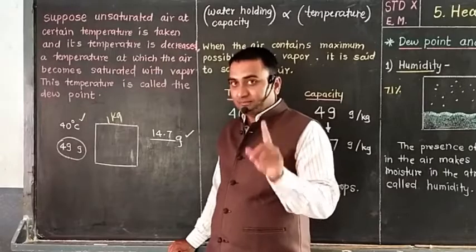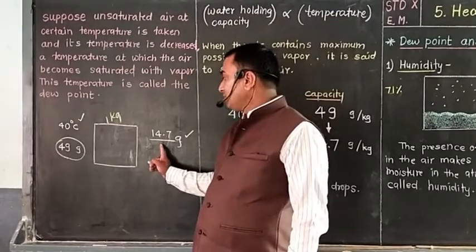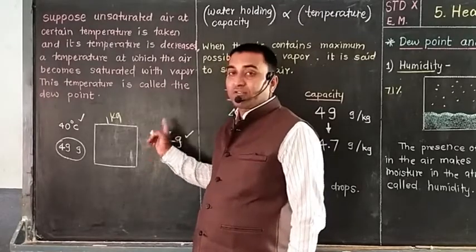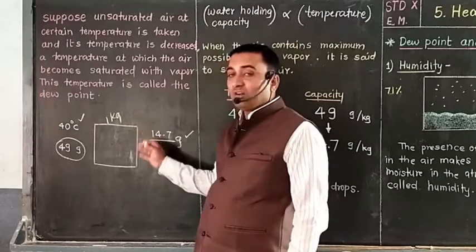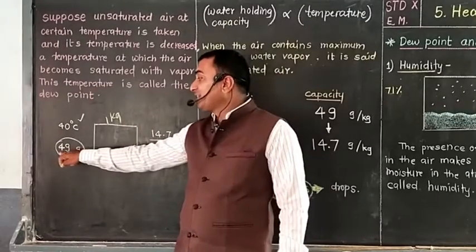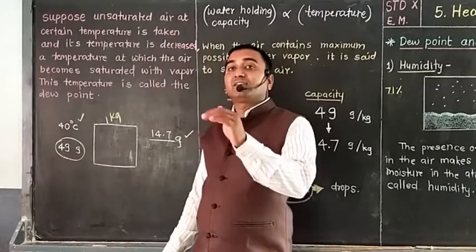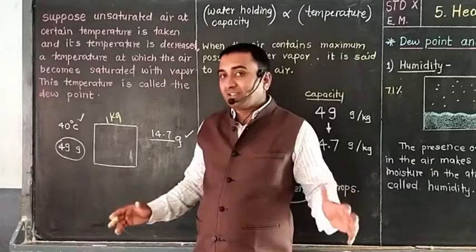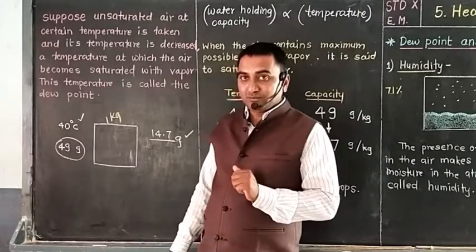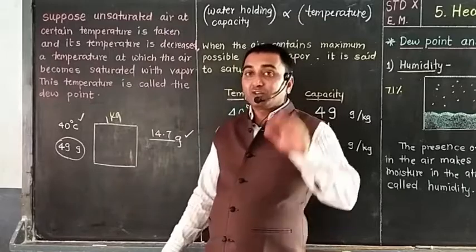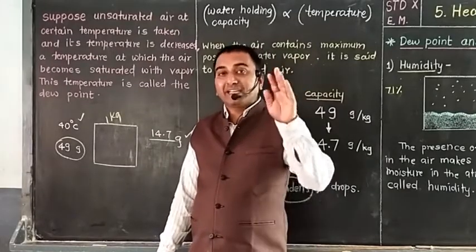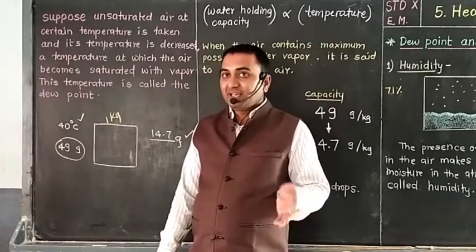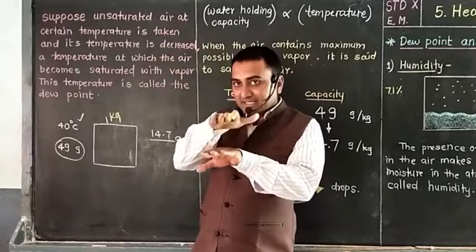Two means are there. Means number 1: the water vapor presence is less, so increase the water vapors. You have to add water vapors and make it 49 gram. Then only it will be considered a saturated air block. If you do not have this means, then what to do? Then the second option is to decrease the temperature, because by decreasing the temperature, definitely the water holding capacity decreases and it will come to the existing capacity. So what to do?